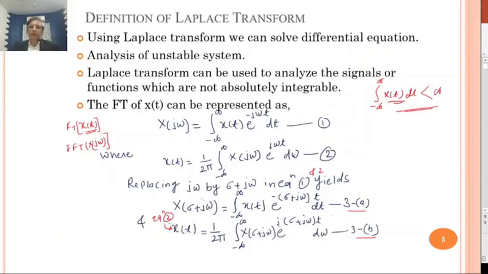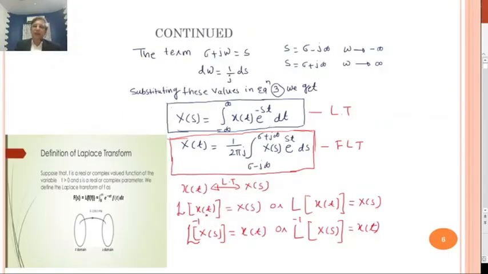In 3a, we get e raised to minus s t, and this is X of s. So equation 3a becomes X of s equals the integral from minus infinity to plus infinity of x of t e raised to minus st dt. This is the Laplace transform. This equation is the representation of the signal x of t in the s domain, that is, the Laplace transform of x of t.